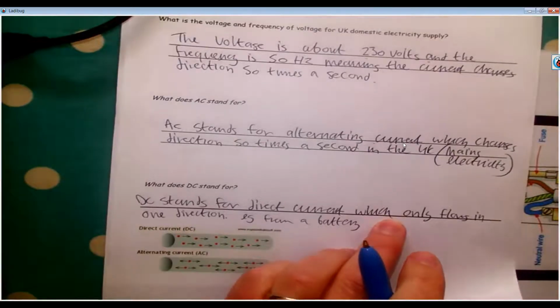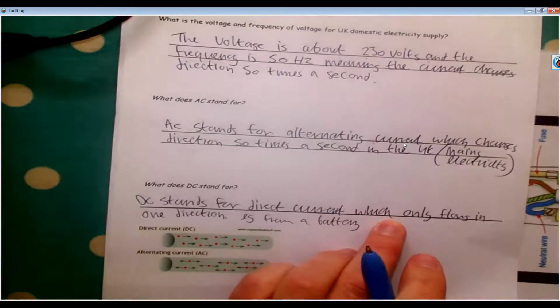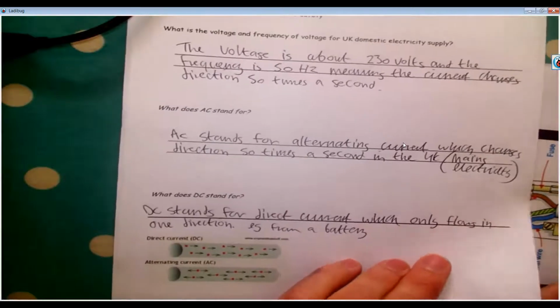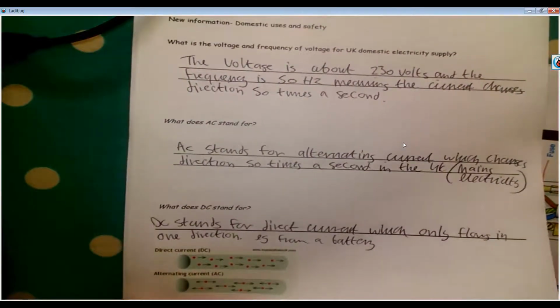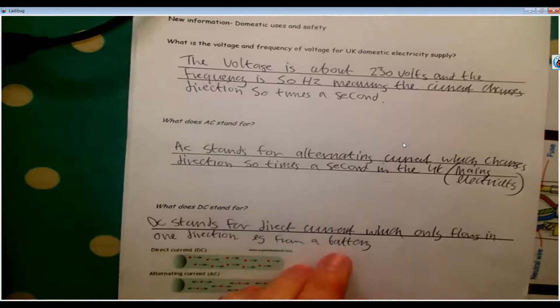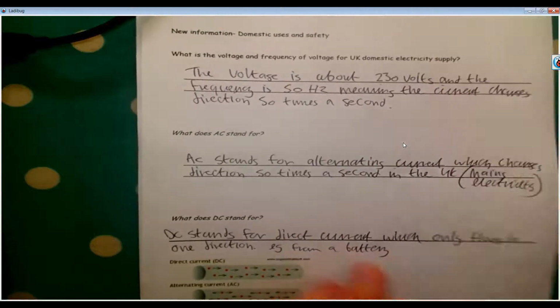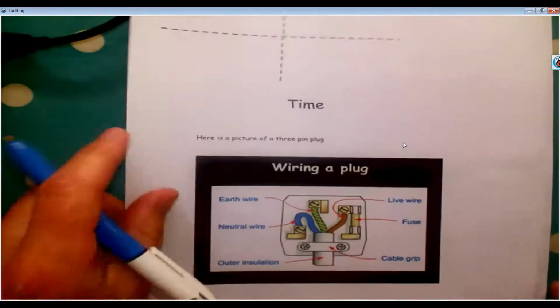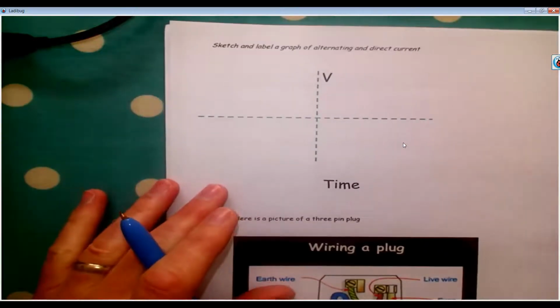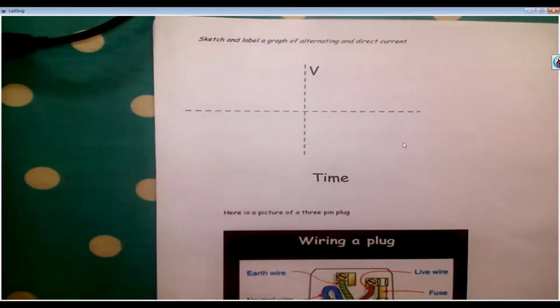So our next piece of information about direct and alternating current, you can represent it graphically. So if you need to, pause the video, finish any notes that you're doing on this. And then we've got our next page. And then this has some information on it, again, about direct and alternating current.